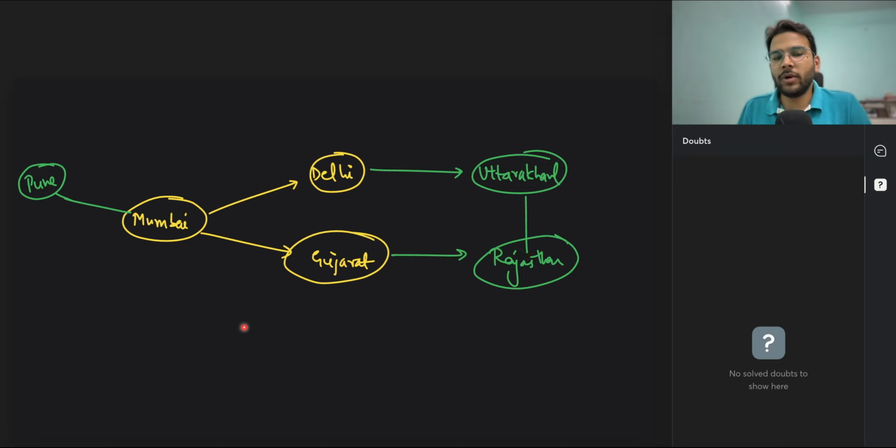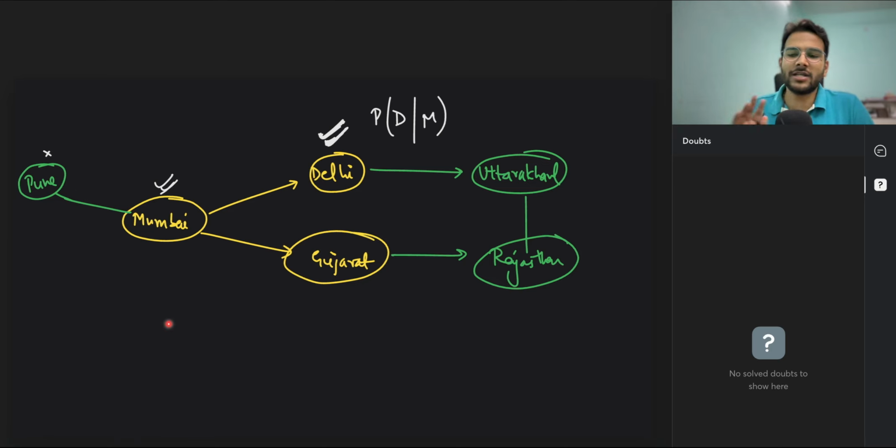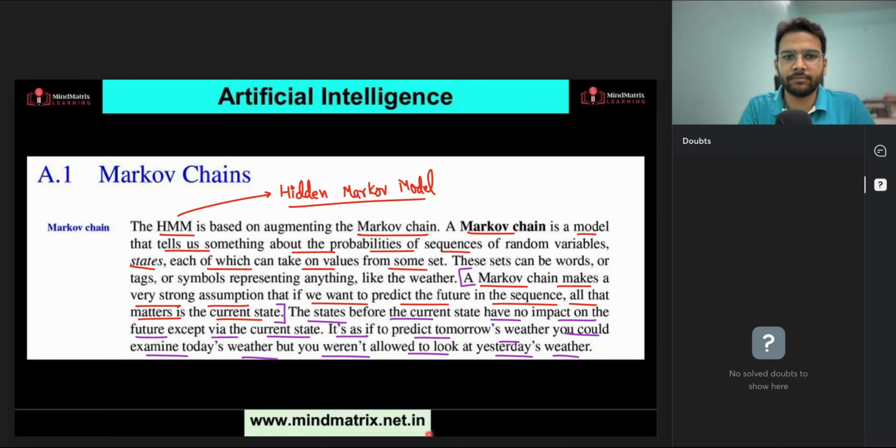Now, what is the probability? Let's say you are present in Mumbai. What is the probability that you go to Delhi next? So the probability of going to Delhi only depends on Mumbai. It does not depend on Pune. I hope now with this example it is crystal clear to you. So yesterday's data is of no relevance. You are not going to use it. Okay. I hope it is clear.